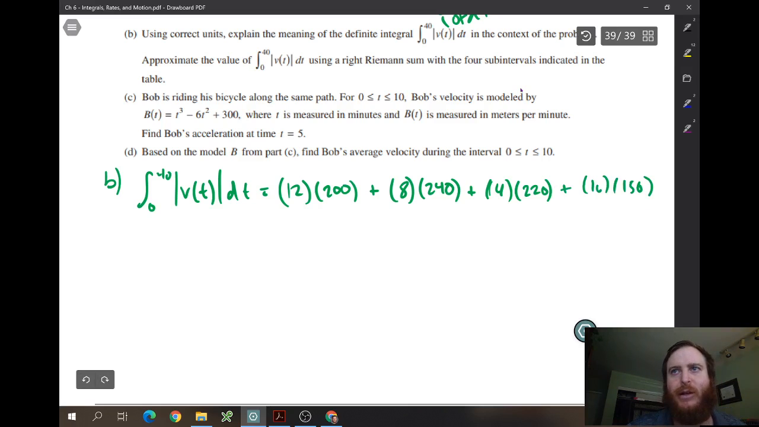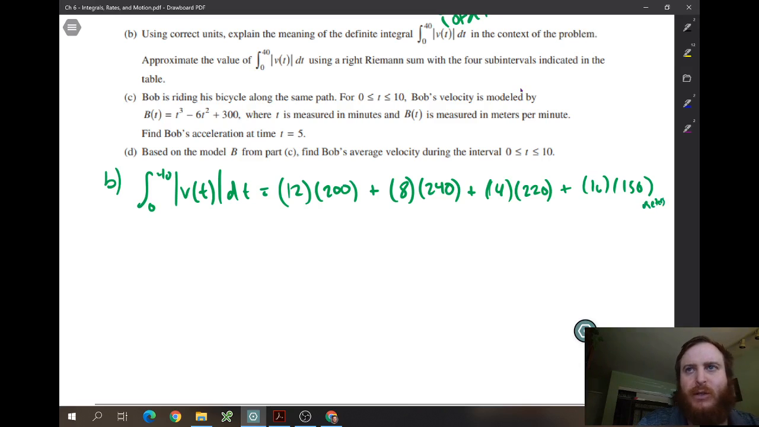Okay, and this is non-calculator, so honestly, I would just leave this. I would just say meters. I wouldn't even try to add them all up. Now, if you do add them all up, you'll get 7,600. It's actually pretty easy math, but I wouldn't waste my time.